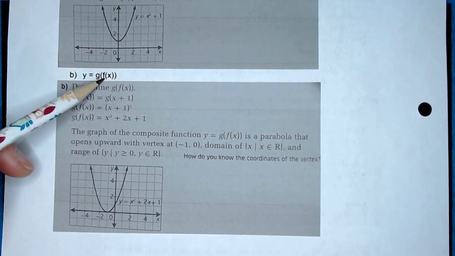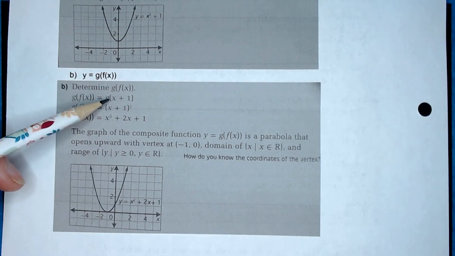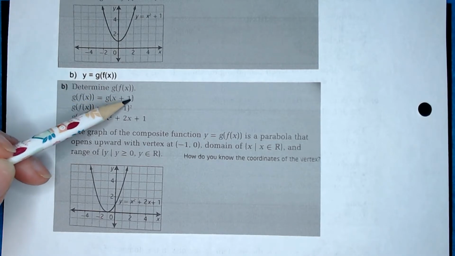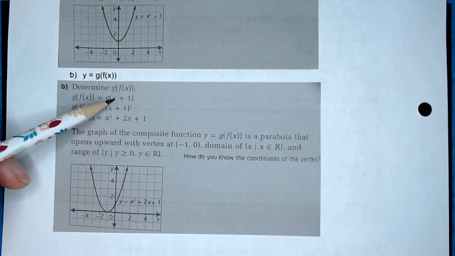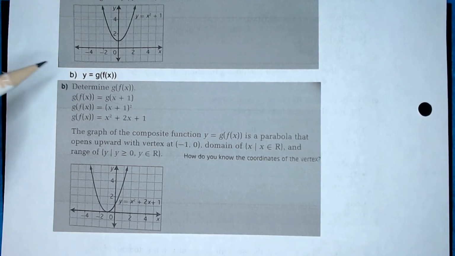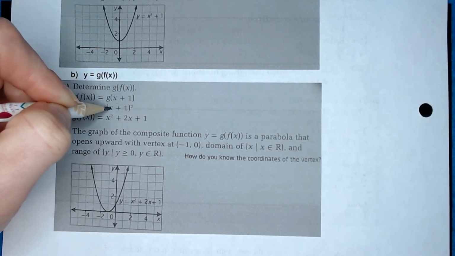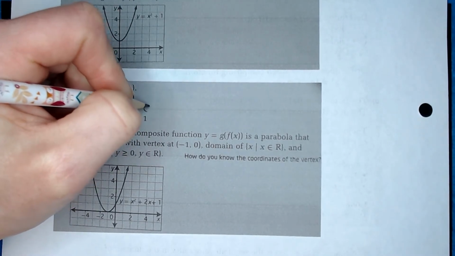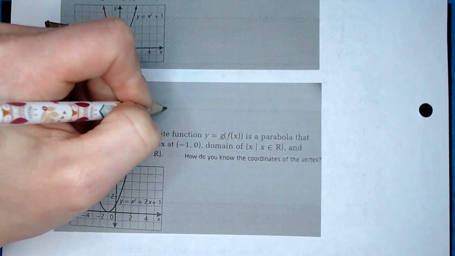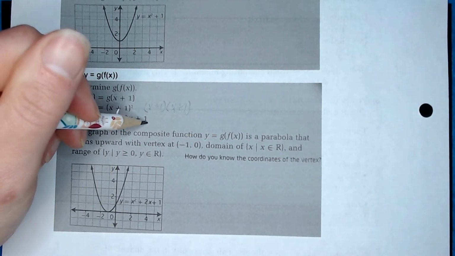We have g of f of x, so they've just swapped places. So now wherever there's an x in the function g, we're going to replace that value with f of x. So f of x is equal to x plus 1. In g of x, we have x plus 1 squared. Now don't forget that this is using your FOIL method. This is x plus 1 times x plus 1. And that is going to give you x squared plus 2x plus 1.